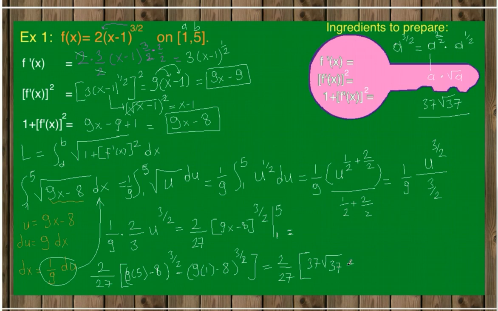Okay, minus our lower boundary. 9 times 1 is 9, minus 8 is 1, and 1 raised to anything is 1. So this is our final answer. You can leave it here or you can go ahead and calculate the decimal. We're going to leave it here for this question. Let's go to the second example.